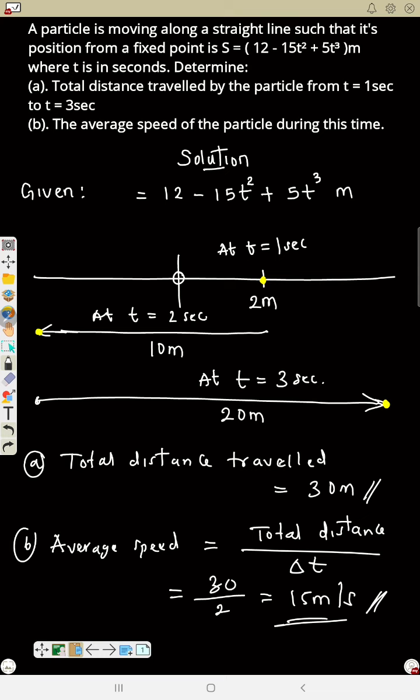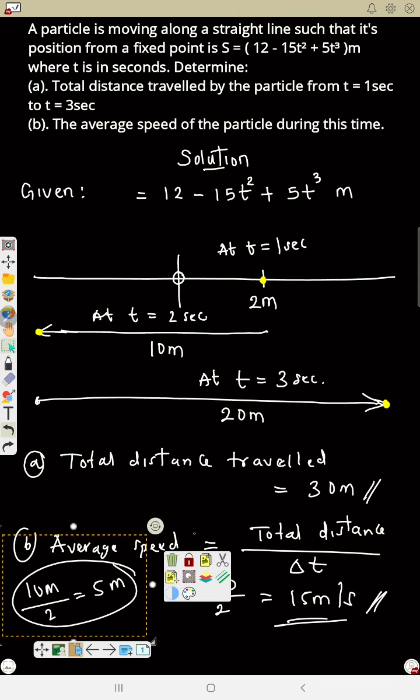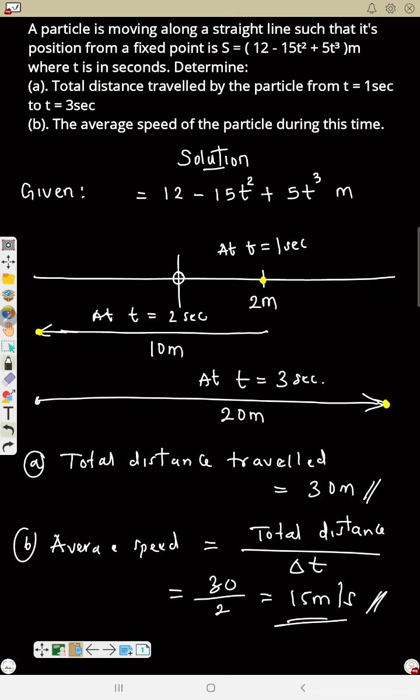But if it is average velocity, you will not use the total distance, you will use the displacement, and the result for displacement is 10 meter divided by 2, which will give us 5 meter per second. Now this 5 is average velocity, not average speed. Take note. So now we have solved the question. Take note of all the points and try to understand the analysis.